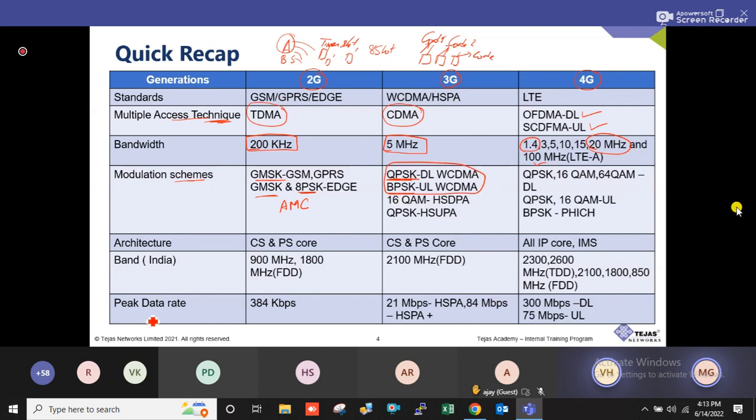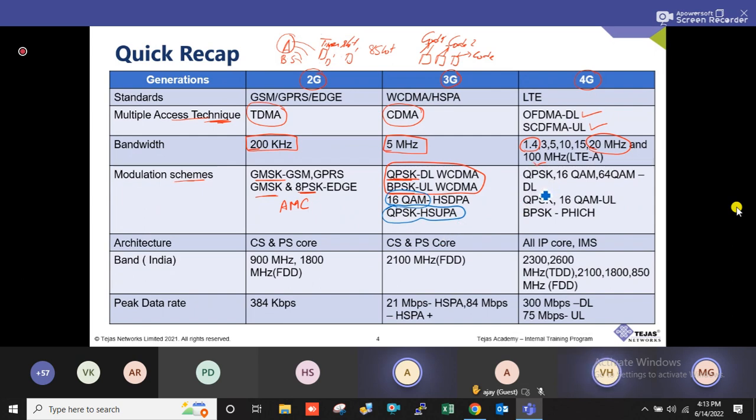In HSDPA, the modulation scheme in the downlink got upgraded to something called 16 QAM. So how many bits do we have in 16 QAM and QPSK? I'll anyways repeat it because we are discussing those modulation schemes. Just remember these things so that it will help you whenever we are discussing this. And the next one is HSUPA, which is QPSK modulation.